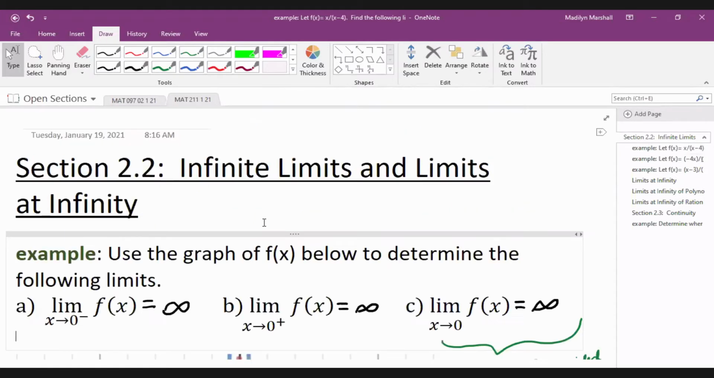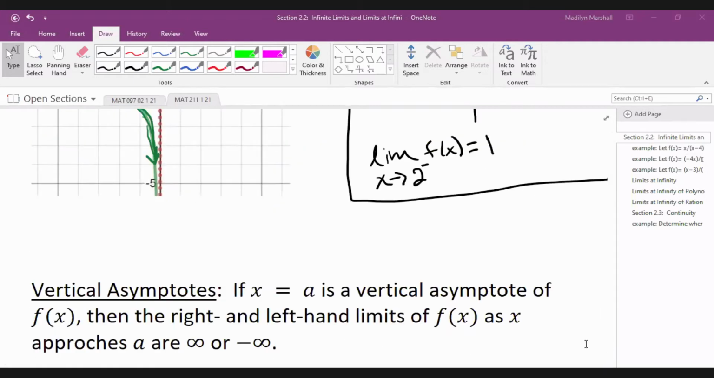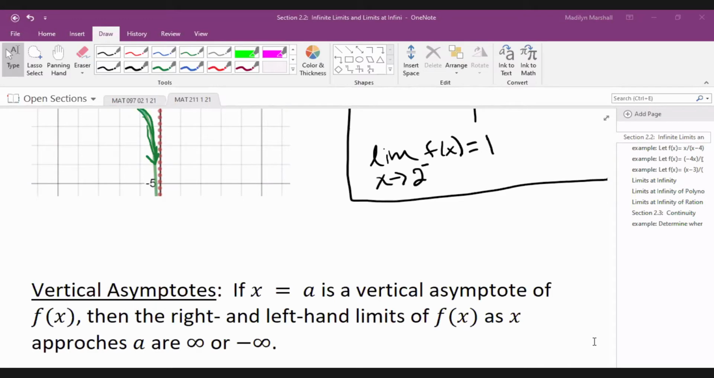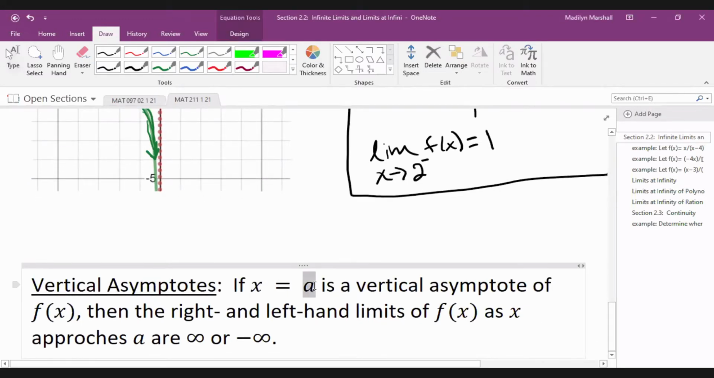Let me just go back for a moment to this last little bit about vertical asymptotes. If we have a vertical asymptote at x equals a, so it could be any vertical asymptote, then the right and left-hand limits of f as x approaches a are either infinity or negative infinity. So I'll give you a moment to take that down.